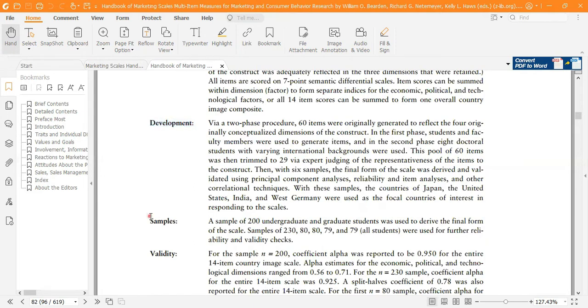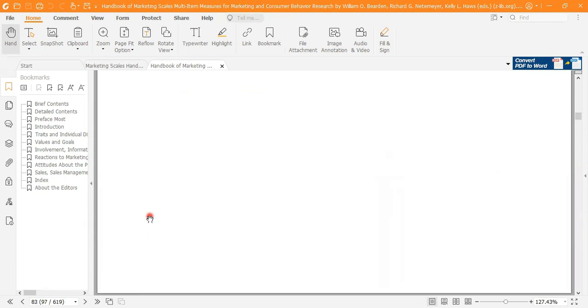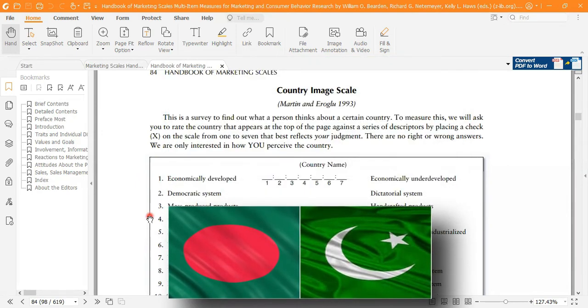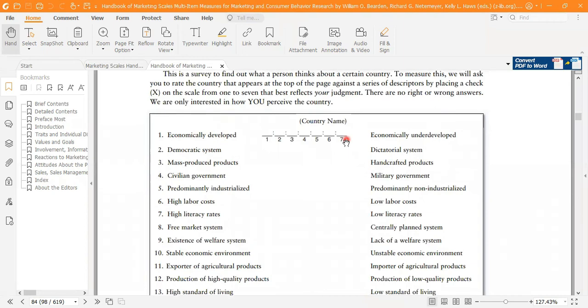Okay, the sample was 200 undergraduates. This is about the validity, and then this is about the score and sources, and this is our country image scale. That means if you want to compare two countries, then this scale can help you. For example, if you want to compare the performance of Pakistan and Bangladesh, then this one is wonderful: economically developed, economically underdeveloped, democratic system and dictatorial system, mass produced product or handicraft products. So now here, these are on the 7-point Likert scale. 7 points are there.